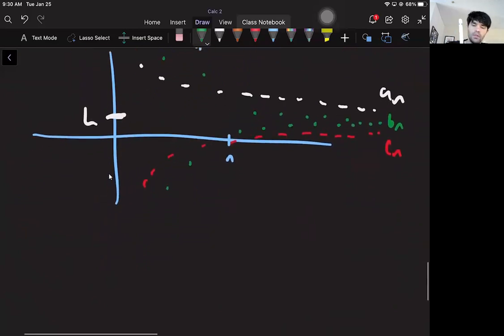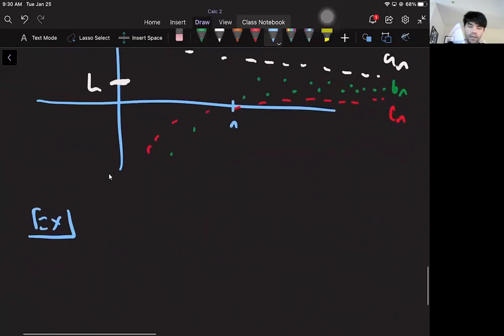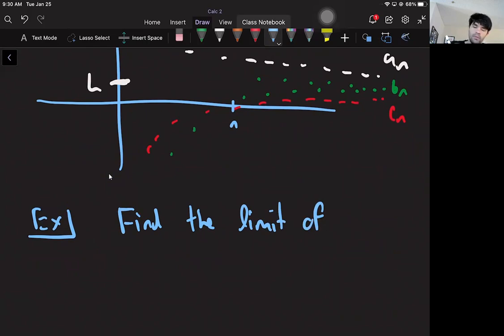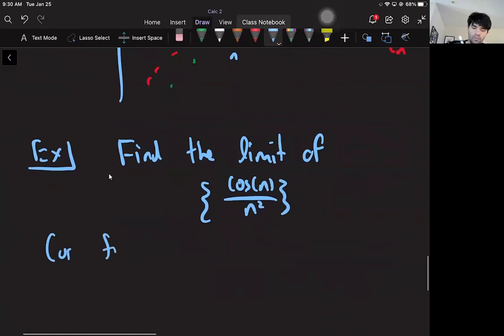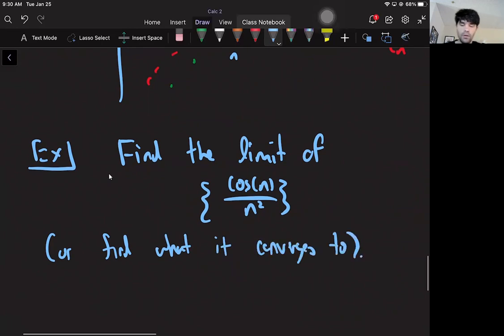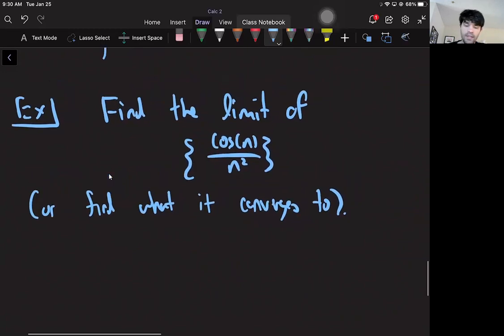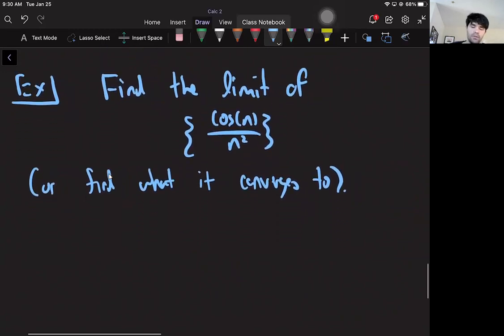Okay, so let's do an example. The examples sort of always work the same. Find the limit of, or find what this converges to, however you want to say it. Okay. So the idea is that this thing, I don't really know how to do.